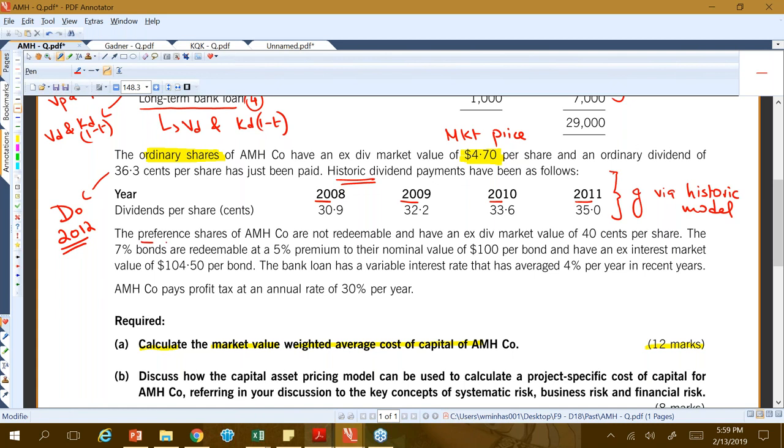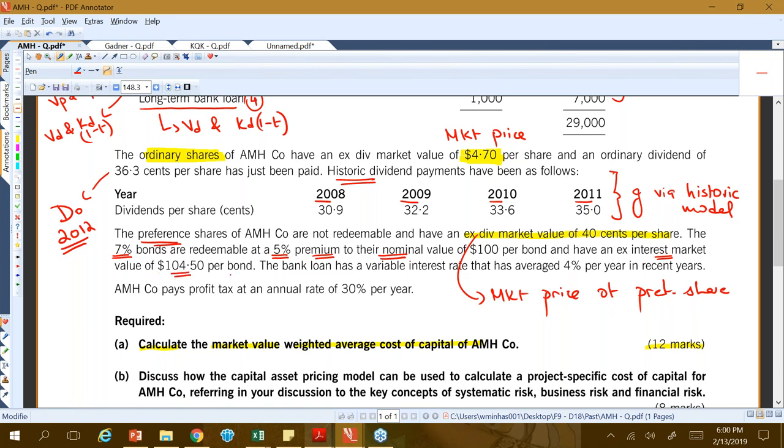The preference shares of AMH are not redeemable and have an ex-div market value of 40 cents per share. This simply means that this is the market price of preferred shares. So what I'll do is multiply the number of shares by this market price to find their VP. The 7% bonds are redeemable at a 5% premium to their nominal value of 100 and have an ex-int market price of 104.50.